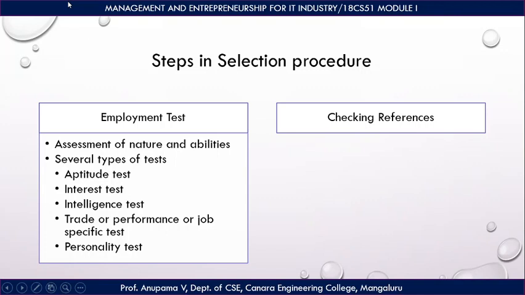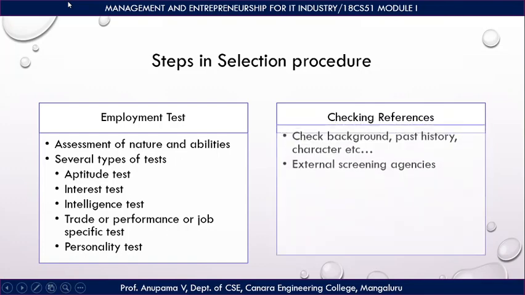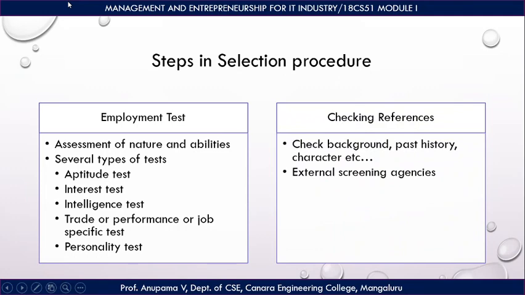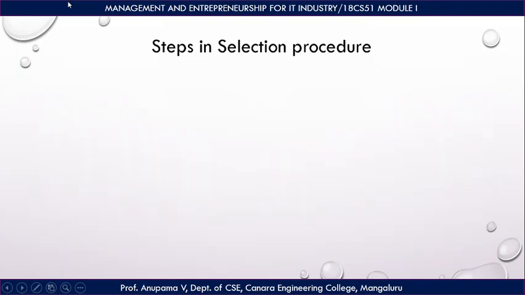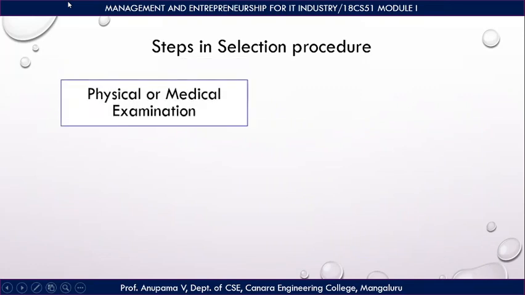In some of the organizations, external screening agencies are also used for verification of background or checking the references. These external screening agencies undertake verification of educational and professional qualification, pre-employment status, and past criminal records of job applicants, etc.